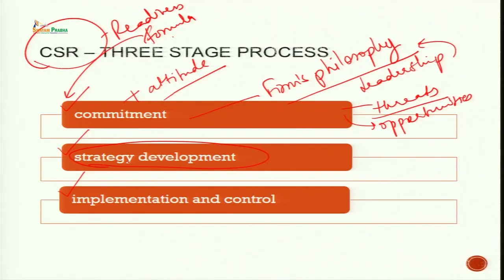Once the organization has shown the commitment, that is the attitude towards upliftment of society, then the second phase or stage of CSR is strategy formulation. So this is strategy development. In this phase, the CSR commitment of the company takes a concrete shape. The firm now develops a precise strategy for fulfilling its commitment. While doing so, it normally takes into consideration the stakeholder priorities, nature and intensity of the issue, methods of support required, and existing practices and policies.